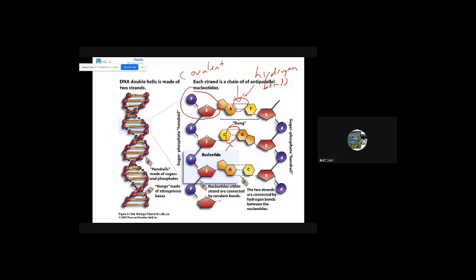Notice that after the DNA is put together, it's twisted into the double helix that we all know and love. And the inner part of that double helix is our chain of nitrogen bases, rather.